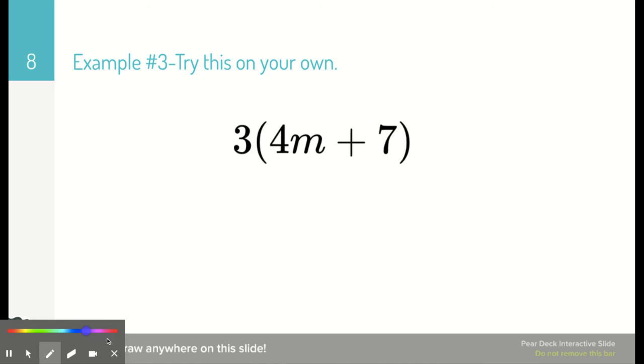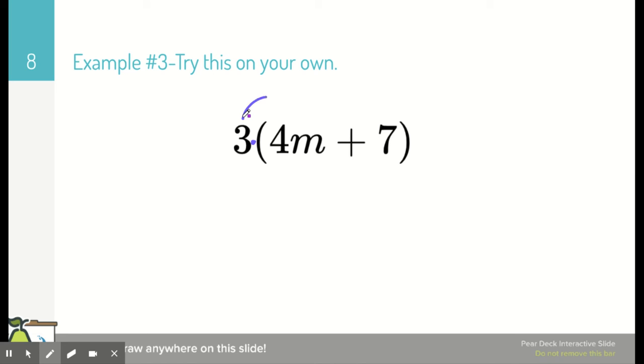Okay, let's go ahead and try this. So we have an expression in front of us. Remember, expression, there is no equal sign. Our expression reads 3 times the quantity 4m plus 7. This is in a group because it has parentheses. So what that means is we are going to distribute this 3 to the group 4m plus 7.